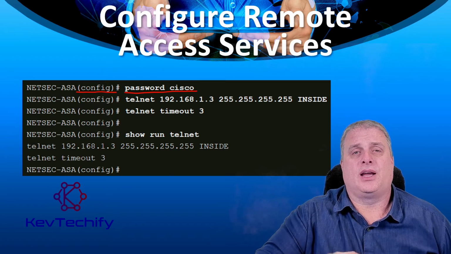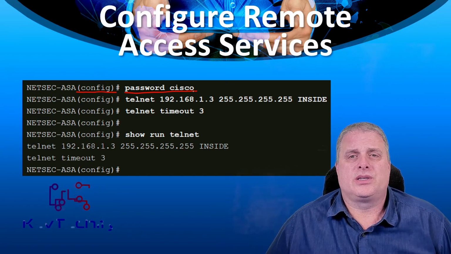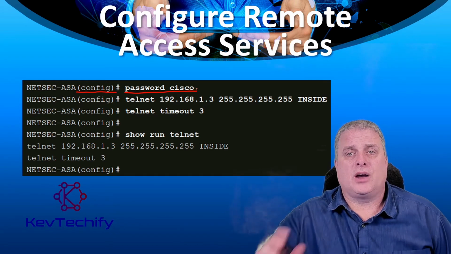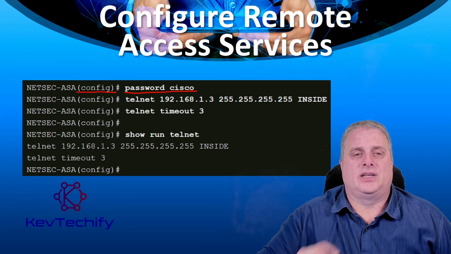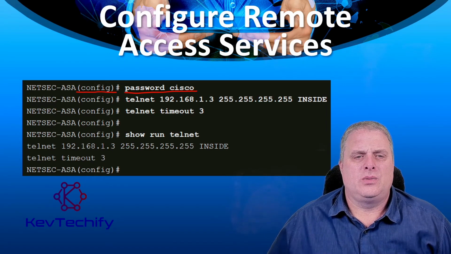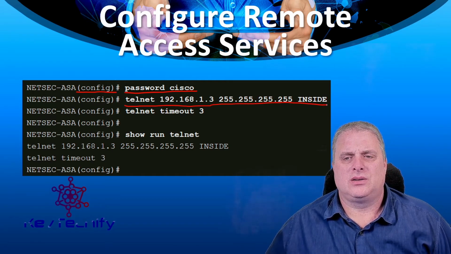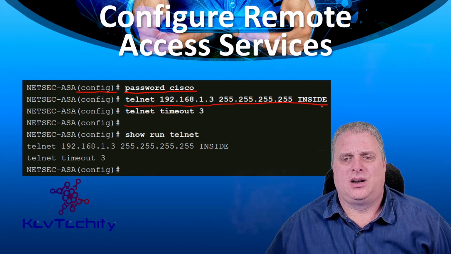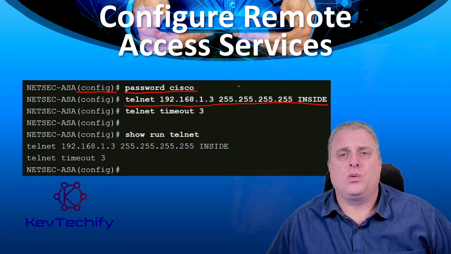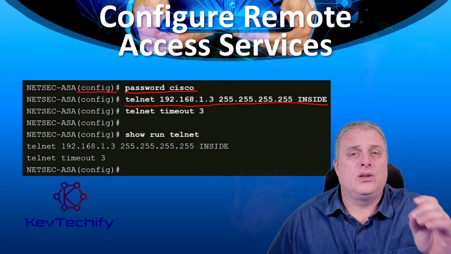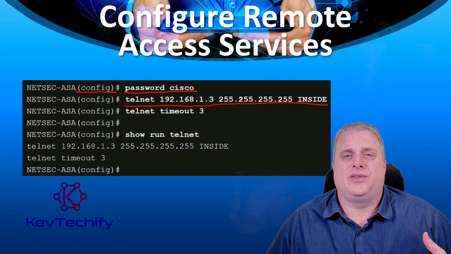At this point in time, what we do is we set the password. So right now, password Cisco, this sets the login password, and it can be up to 80 characters in length, and this is for Telnet. Then we say telnet, we put in the IP address, the subnet mask here, and then what interface. This identifies which inside host or network can telnet to the ASA. Once again, notice it's an inside host or network. You can't do this from the outside of your network.